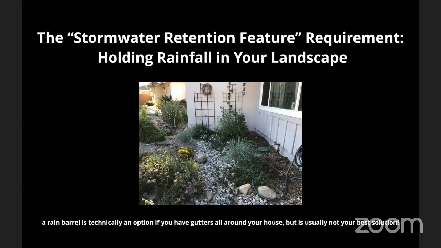Okay. So with that, let's keep it moving along. So the stormwater retention feature for your landscape. A rain barrel is technically an option for the turf replacement rebate if you have gutters all around your house. However, I will tell you that rain barrels are normally not your best solution. It's one of the first things that people think about because it's a product that you can buy and they've been around for a while.